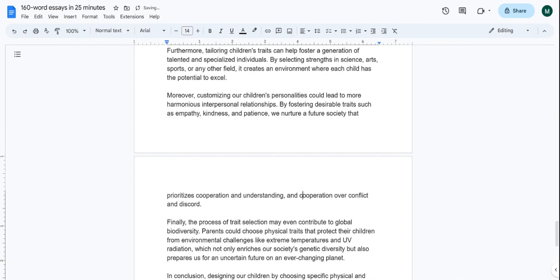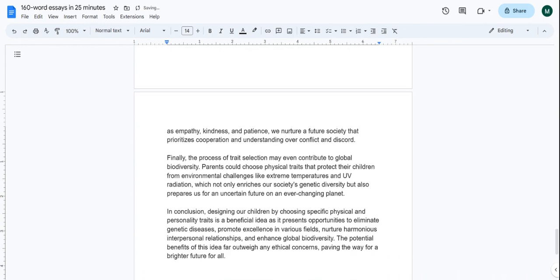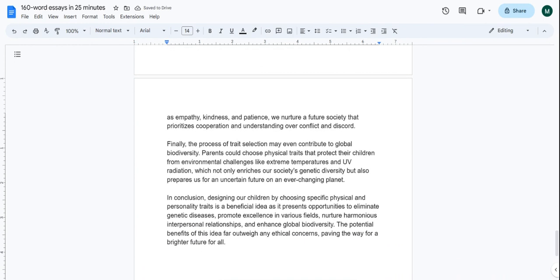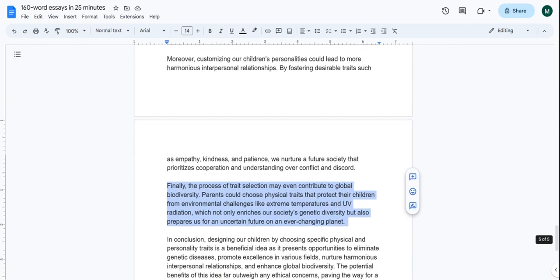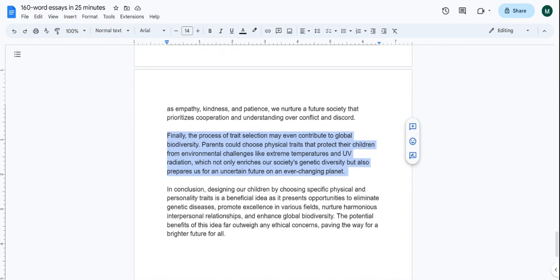And understanding over conflict and discord. Okay. And then, so I don't know. I think this one is to me kind of a throwaway paragraph. I don't think we need that. I think we can take that out.